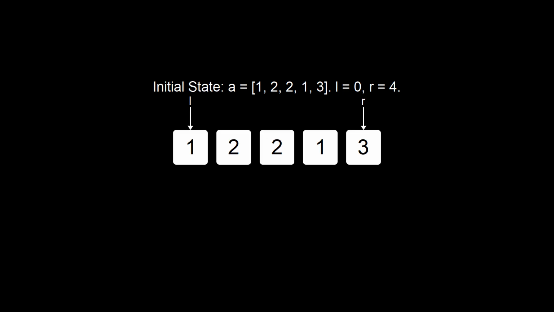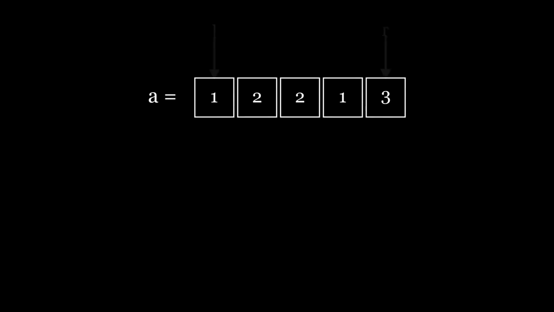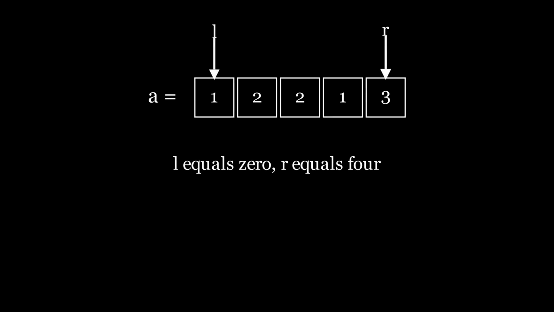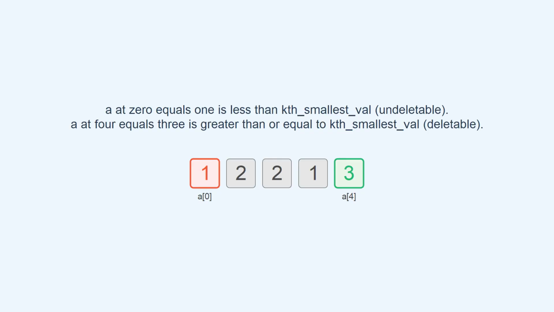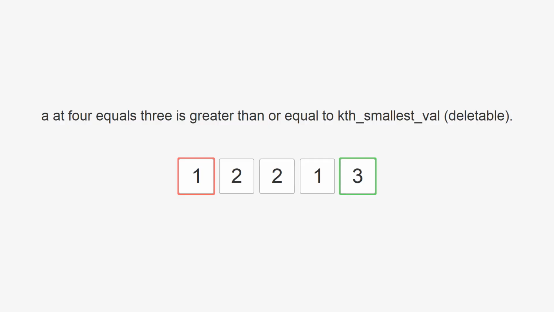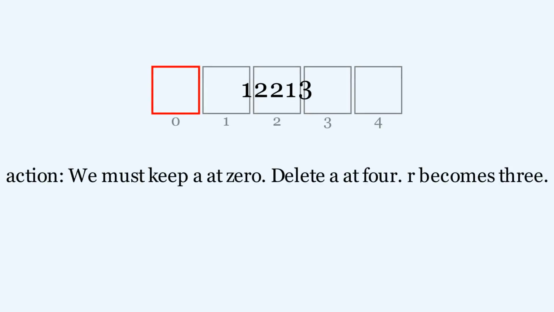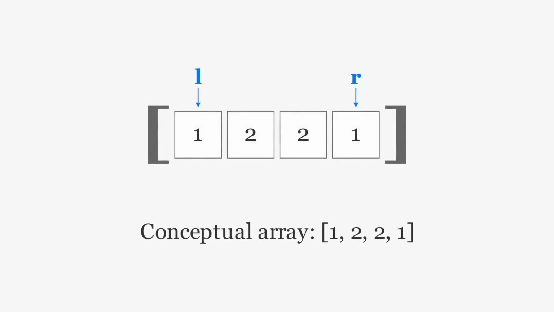Initial state, A equals [1, 2, 2, 1, 3]. L equals 0, R equals 4. Iteration 1: A at 0 equals 1, A at 4 equals 3, they do not match. A at 0 equals 1 is less than kth smallest val, undeletable. A at 4 equals 3 is greater than or equal to kth smallest val, deletable. Action: we must keep A at 0, delete A at 4, R becomes 3. Conceptual array: 1, 2, 2, 1.